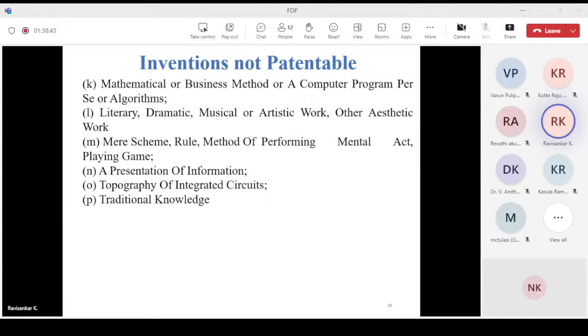Coming to literary, dramatic, musical, or artistic work, these things can be protected under copyright. Mere scheme, rule, method of performing mental acts, playing games, presentation of information, topography of integrated circuits, and traditional knowledge. These inventions are all not patentable.